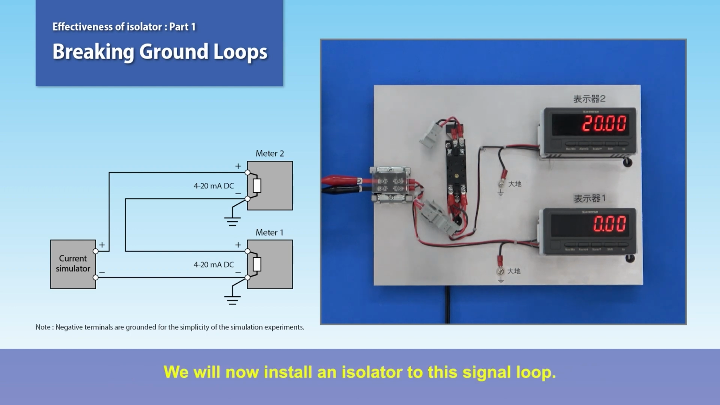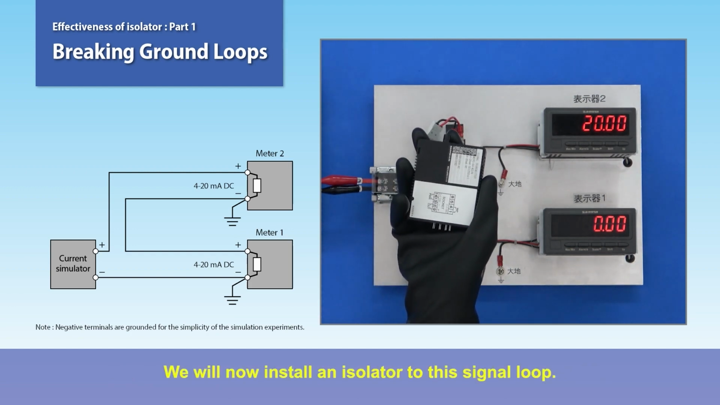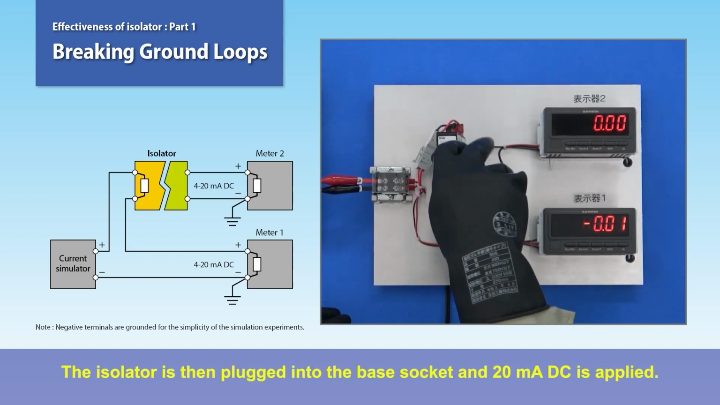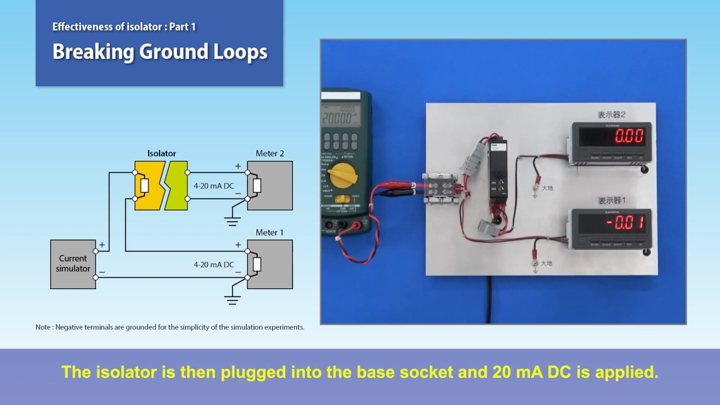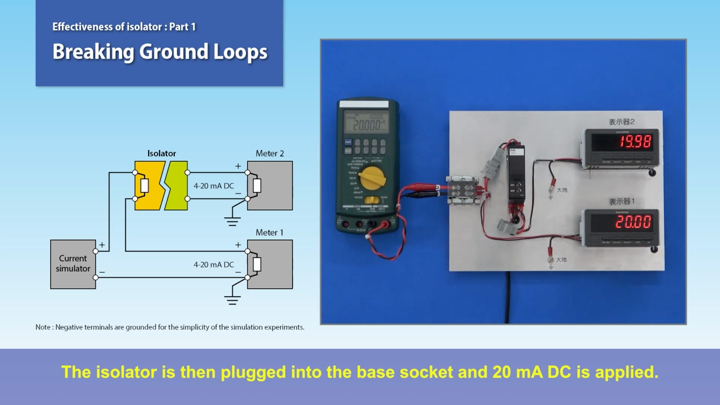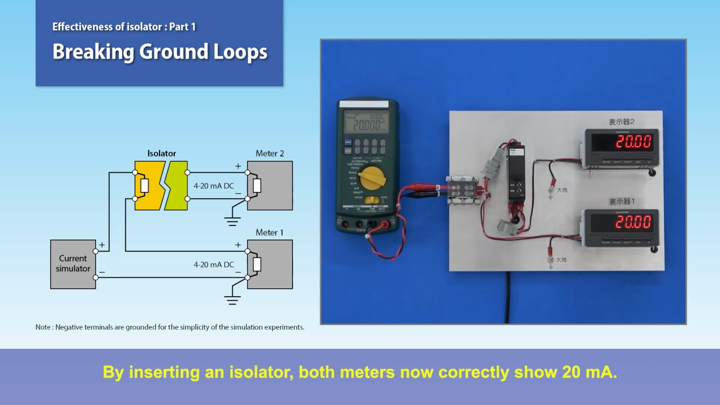We will now install an isolator to this signal loop. First, the input line connector is connected to the base socket. The isolator is then plugged into the base socket, and 20 milliampere DC is applied. By inserting an isolator, both meters now correctly show 20 milliamperes.